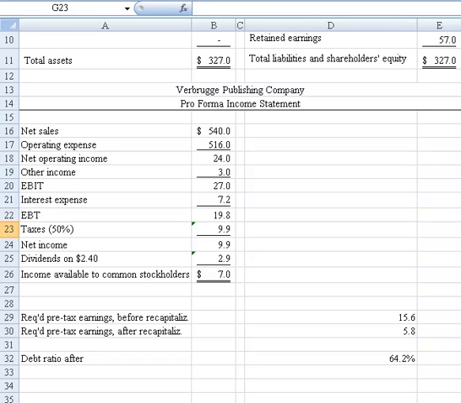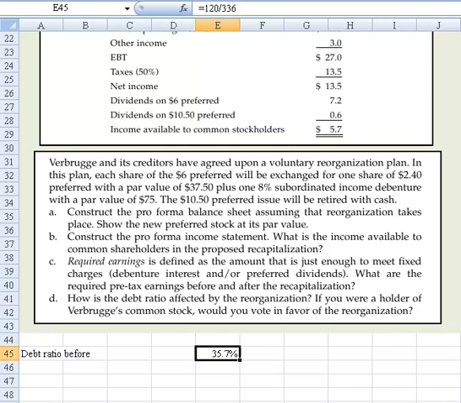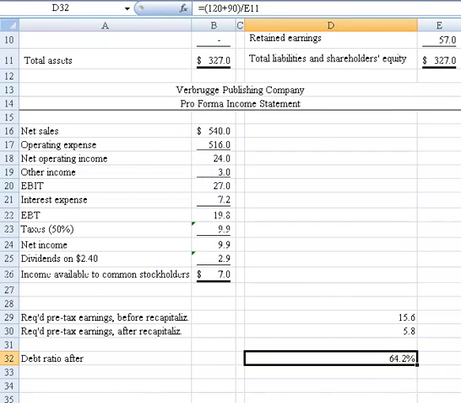Right, I just want to go back and show the debt ratio before was 34.7 and afterwards 64.2. And that wraps up this problem, everyone.